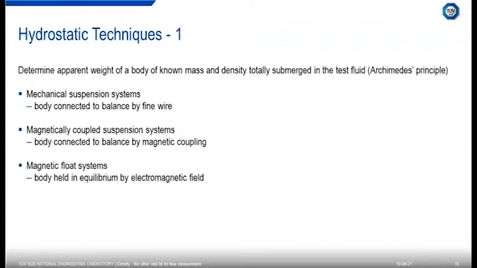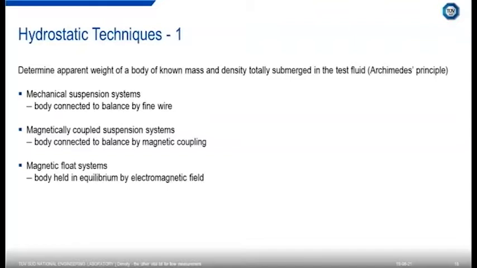Hydrostatic techniques are fairly fundamental and consist of determining the apparent weight of a body of known mass and density when it's totally submerged in a test fluid. And we're making use of Archimedes' principle, the buoyant upthrust on the body being proportional to the displaced fluid. We can break that down a bit further into how the systems actually operate.